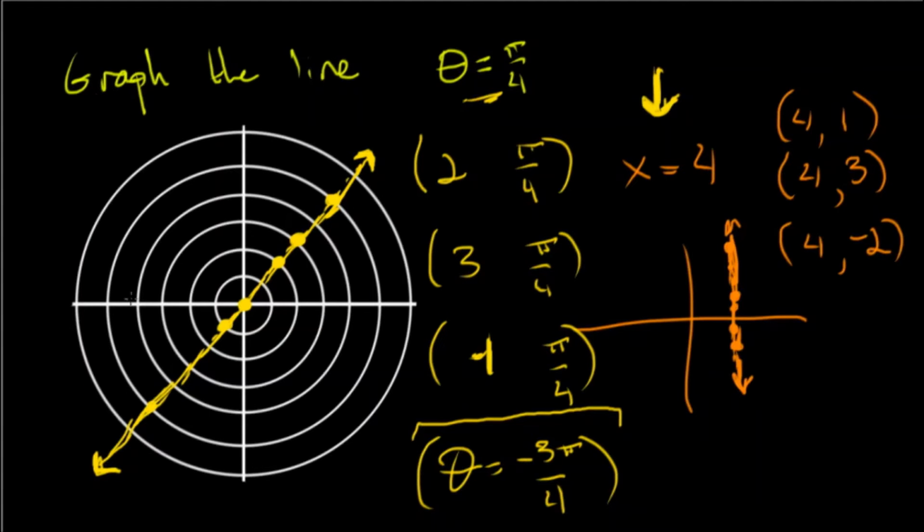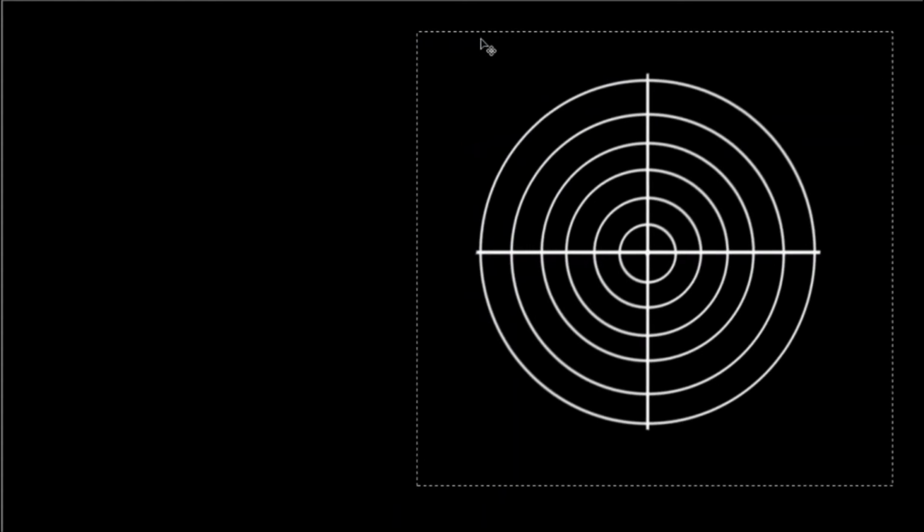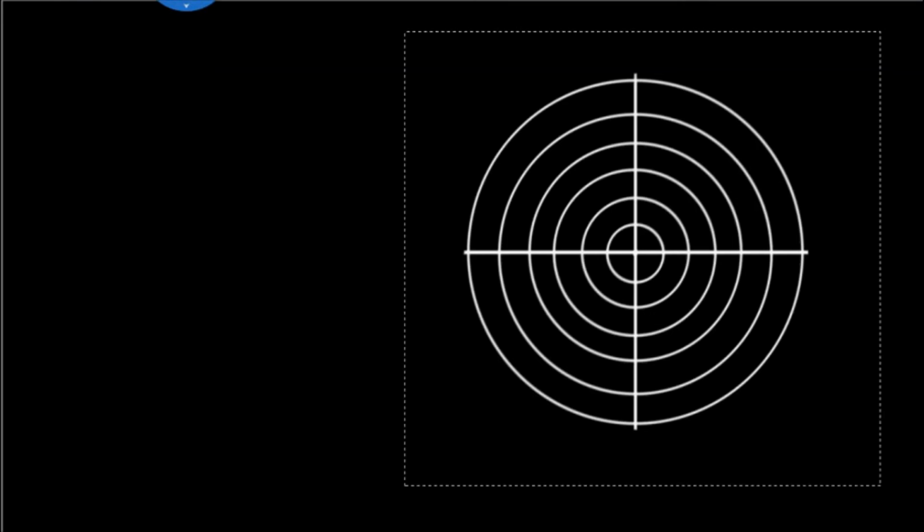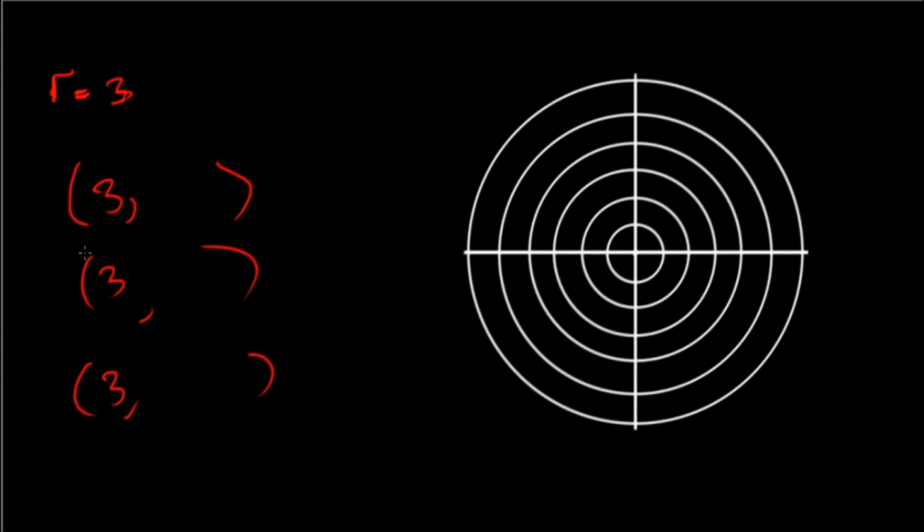All right, so if that's a line, let's go ahead and look at another object. Cool. Let's look at the equation r equals 3. So what is that? Similarly to the previous page, we're just going to start collecting points that have the property that the radius is 3. So 3 comma whatever, 3 comma whatever, 3 comma whatever. 3 points is usually enough for me to start seeing what the object is.